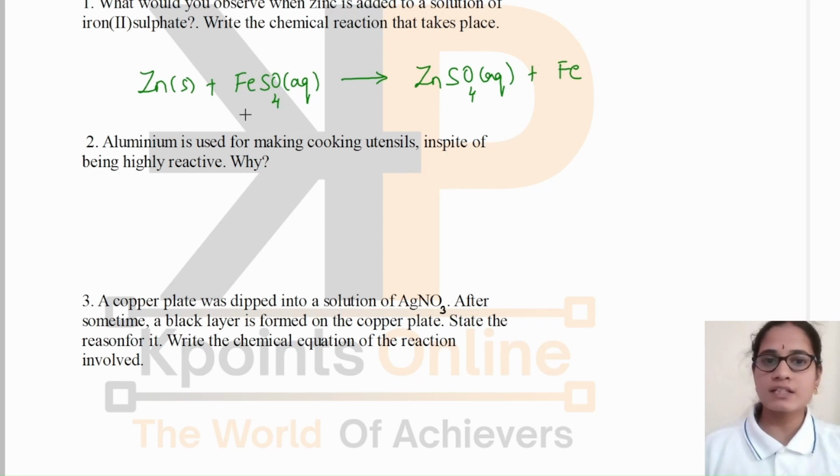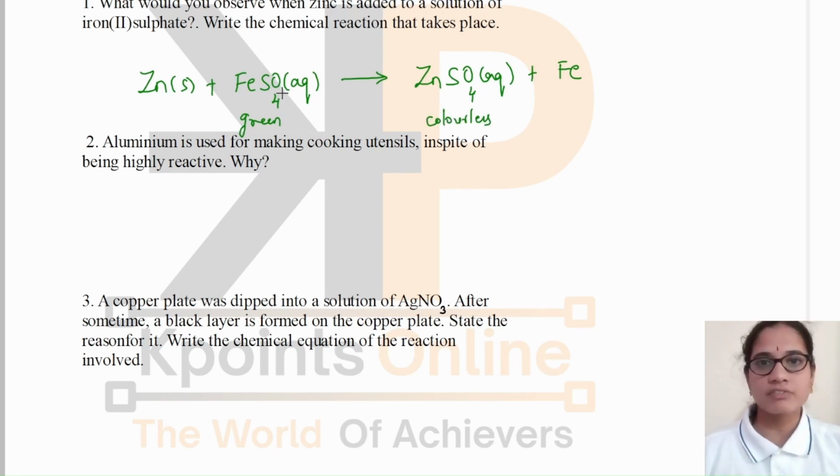We know that ferrous sulfate is green in color. And after the reaction takes place, there is a formation of zinc sulfate. It is colorless. So when zinc reacts with iron sulfate, the green color of the solution will fade away and the gray color of iron is formed. The iron is gray in color. There is a deposition of this iron after the reaction.